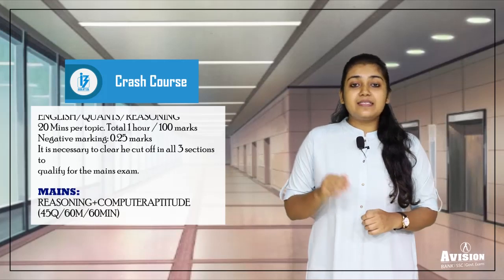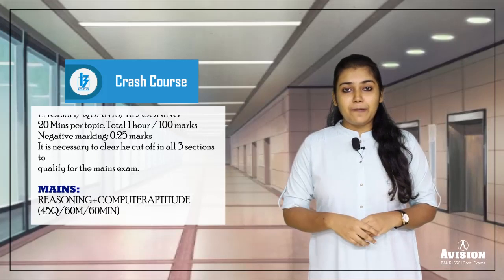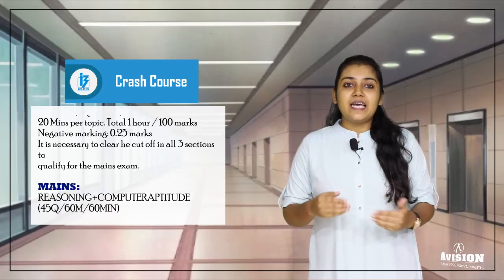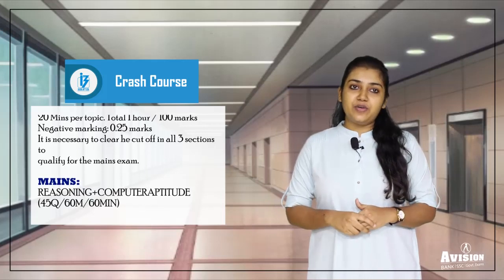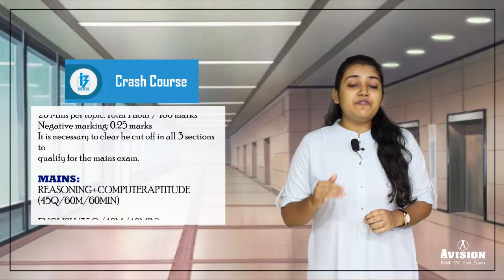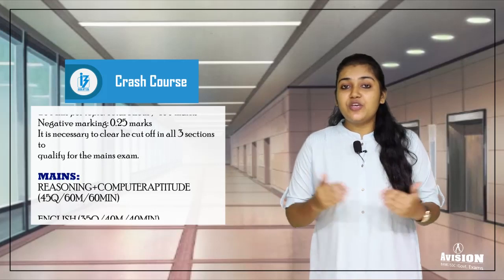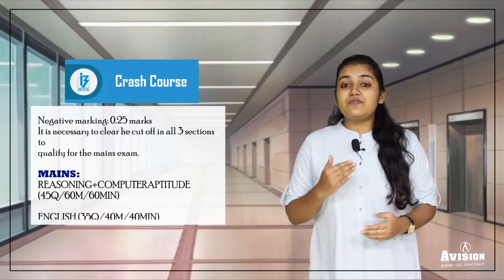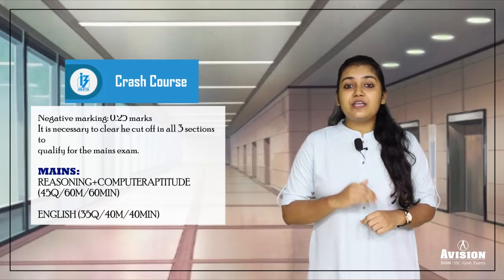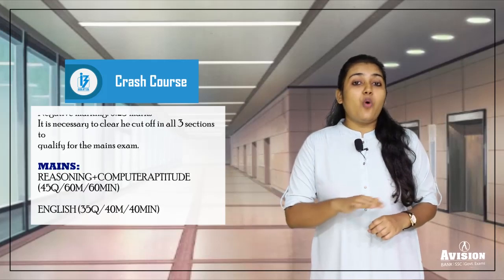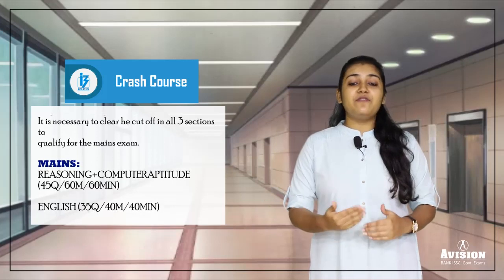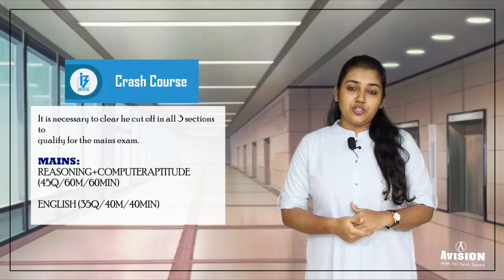The best part is that you have a negative marking. Now it is not a best part, negative marking of 0.25 marks for each wrong answer that you give. Another very important thing you need to keep in your mind is that it is very necessary to clear the cutoff in all the 3 sections, okay? Cutoff in all the 3 sections to qualify for the mains examination.